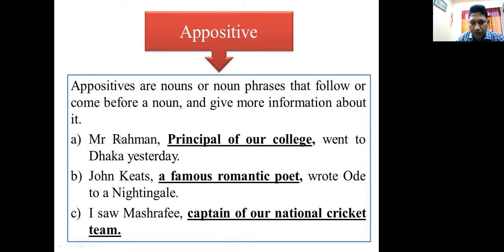Here, Mr. Rahman, principal of our college; John Keats, a famous romantic poet; I saw Mashrafi, captain of our national cricket team. So, principal of our college, a famous romantic poet, captain of our national cricket team: these are examples of appositives. And this adds extra information about the subject. In the first sentence, Mr. Rahman. In the second sentence, John Keats. In the third sentence, Mashrafi.